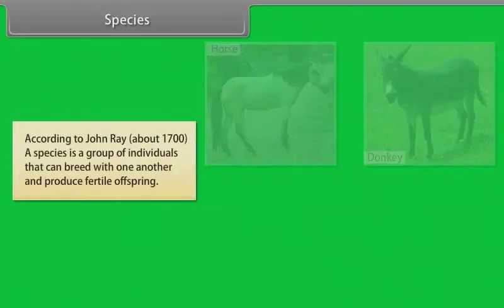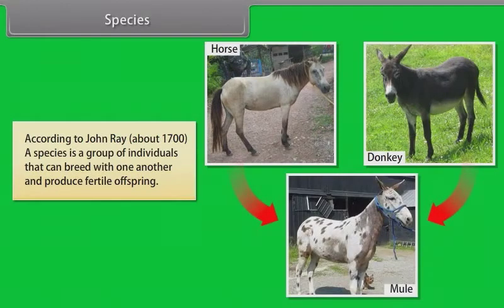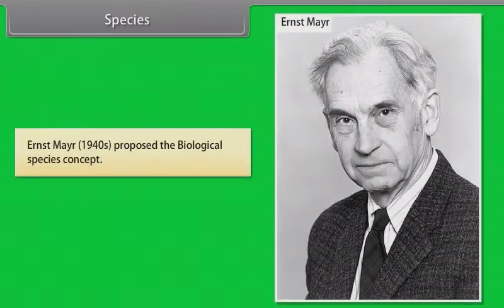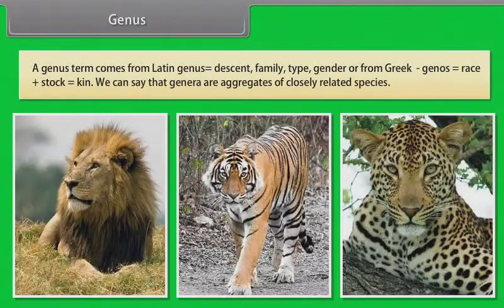Species. According to John Ray, about 1700, a species is a group of individuals that can breed with one another and produce fertile offspring. Ernst Mayr, 1940s, proposed the biological species concept. Genus. Genus comprises a group of related species which has more characters in common in comparison to species of other genera. The term genus comes from Latin genus, descent, family, type, gender, or from Greek genos, race, plus stock, which is kin. We can say that genera are aggregates of closely related species.